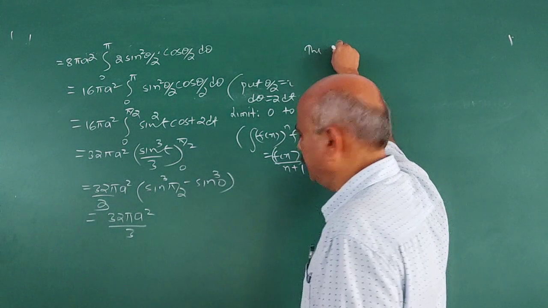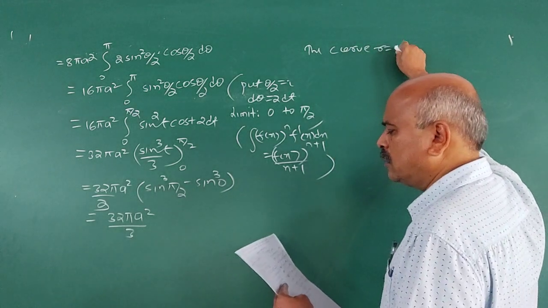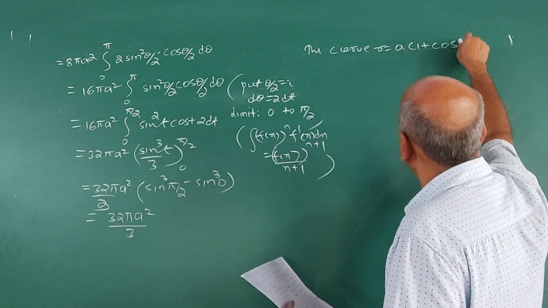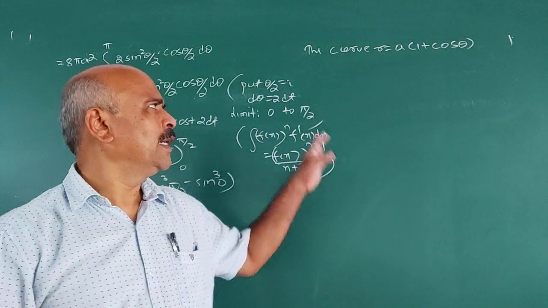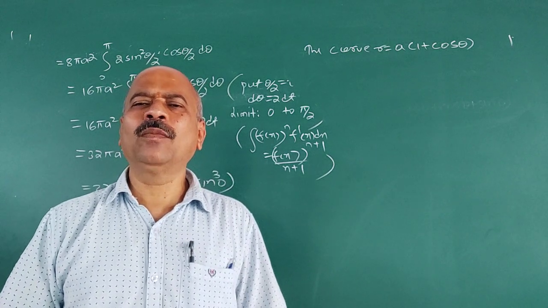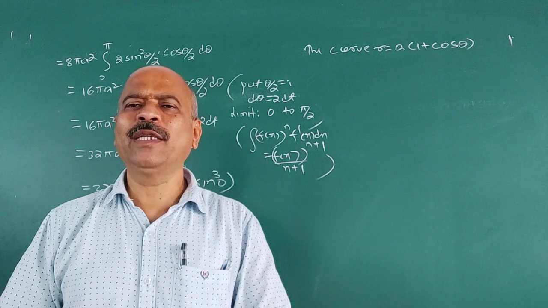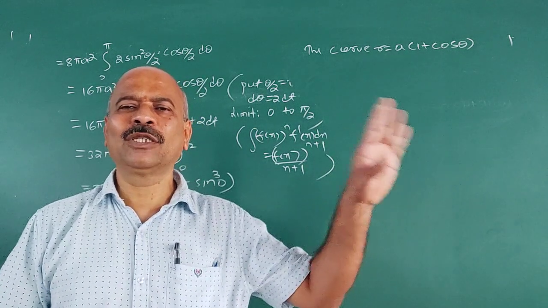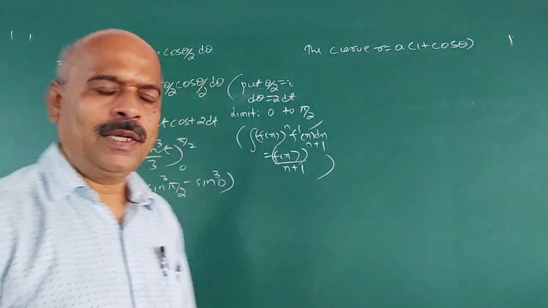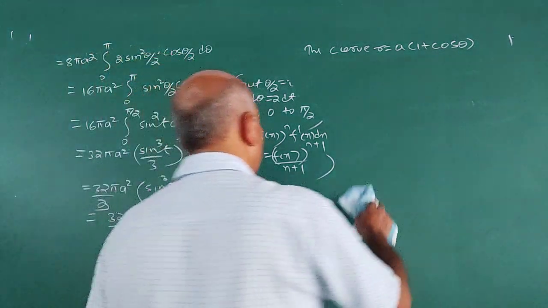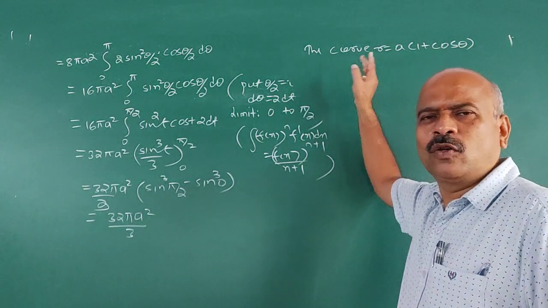Take this problem. The curve r is equal to a into 1 plus cos theta. What does this represent? In the cardioid also there are 4 different forms: a into 1 plus cos theta, a into 1 minus cos theta, a into 1 plus sin theta, a into 1 minus sin theta. Just like the parabola, where in the 4 standard parabolas you know the direction in which they open, it is also the same for the cardioid, but it is a closed curve.